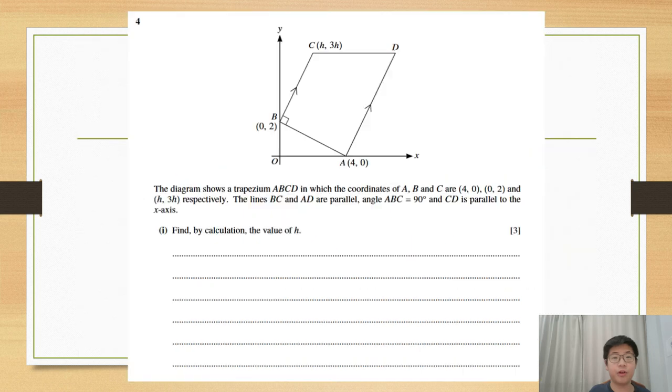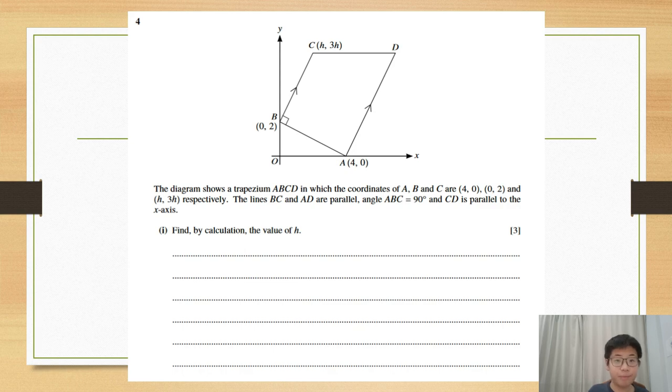Alright, let's move on. The diagram shows a trapezium in which the coordinates of A, B, and C are (4, 0), (0, 2), and (h, 3h). The lines BC and AD are parallel. Angle ABC is 90 degrees and CD is parallel to the x-axis. Find by calculation the value of h.